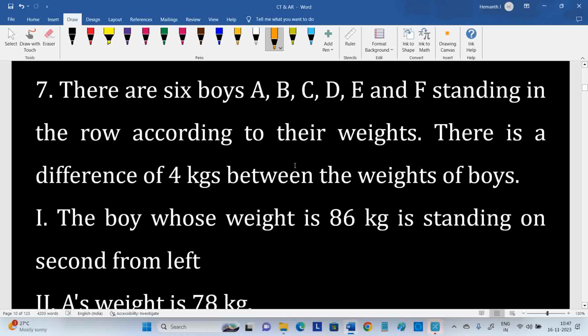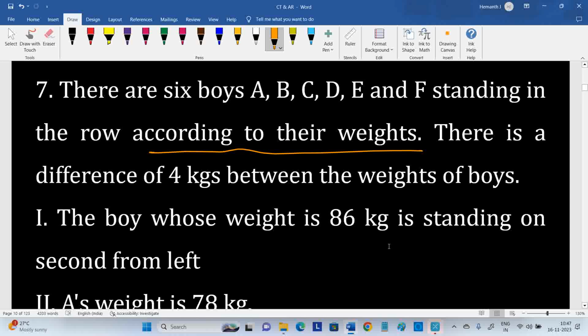Now let's see about this question. It's a puzzle type question, seating arrangements related. We need to put them in order according to weight. How many people are there? 6 people. You need to stand them in a row according to their weights. There is a difference of 4 kgs between the weights of the boys. First boy and next boy, the weight must differ by 4 kgs.